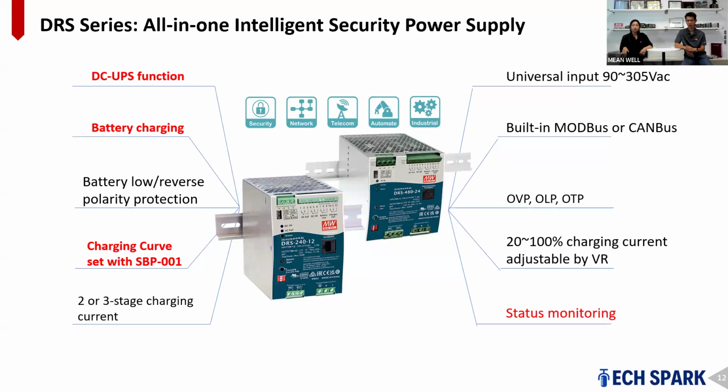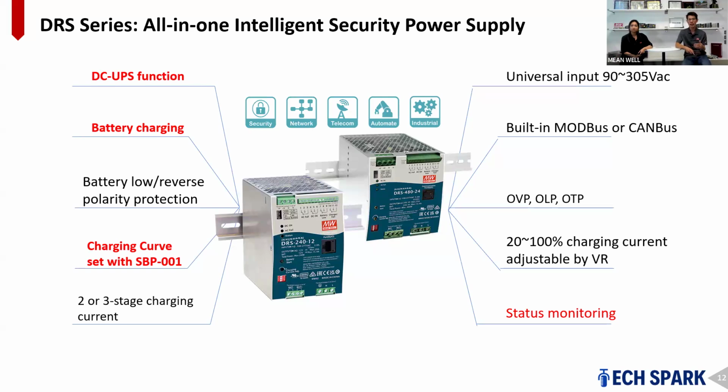So the DRS 24048 actually provides the best solution for fire safety systems, such as emergency communication equipment, fire emergency lighting, access control systems, and central monitoring. Let me provide you guys more detail about the features.